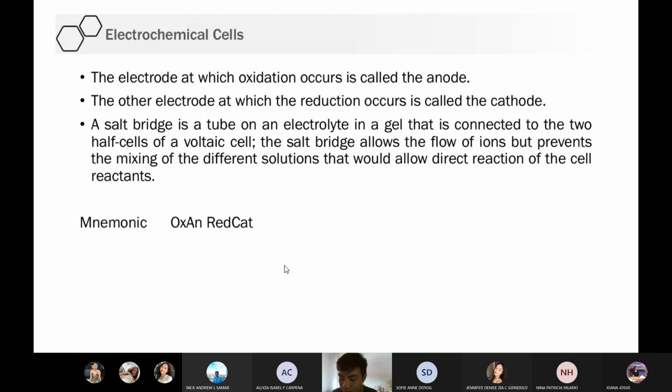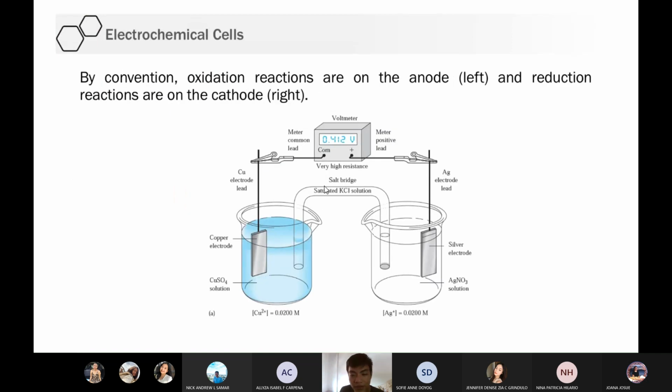Okay. So yan, these are the parts of the galvanic cell. So we have the oxidation in the anode and the reduction on the cathode. And in between them you have the salt bridge. So usually KCl yon, but sa case ko, since ginawa ko yung salt bridge sa bahay, asin lang nilagay ko, sodium chloride, which works well naman. Okay. So by convention, we write the anode on the left side and the cathode on the right side. So nasa left yung anode, nasa right yung cathode. So ganun by convention. Anode, bridge, cathode.